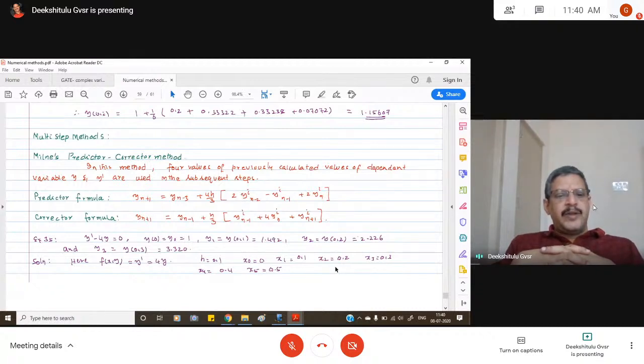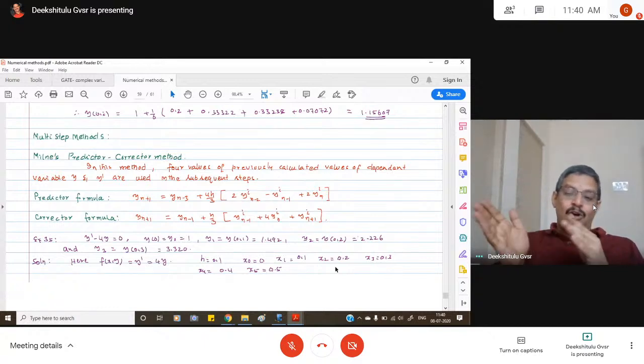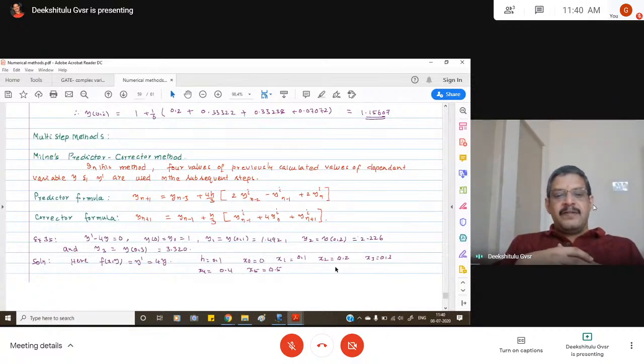y dash minus 4y is equal to 0, y of 0, you call it y naught, is equal to 1. All 4 values will be given to you, and you have to get the next value. So y1, that is y at 0.1, is given to you as 1.492. y2 is given to you. y3 is given to you. So you have to calculate y4 onwards. First, let us see the predictor formula.